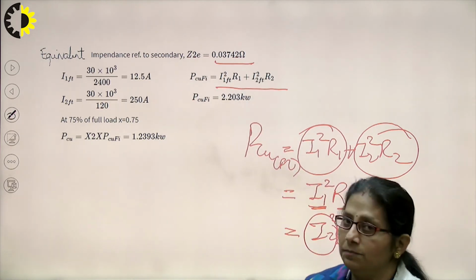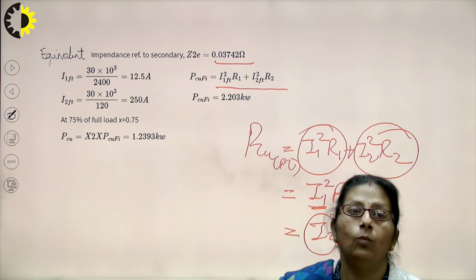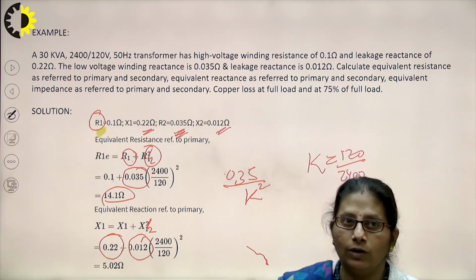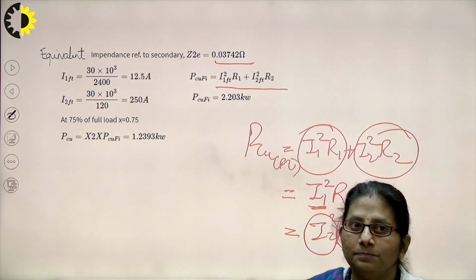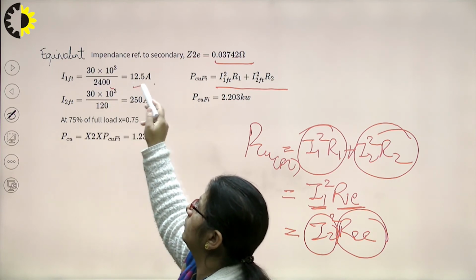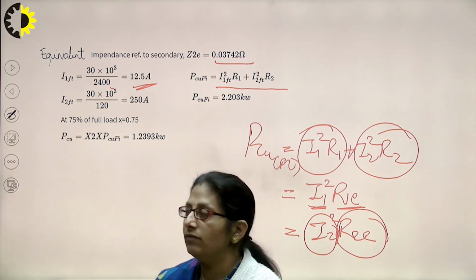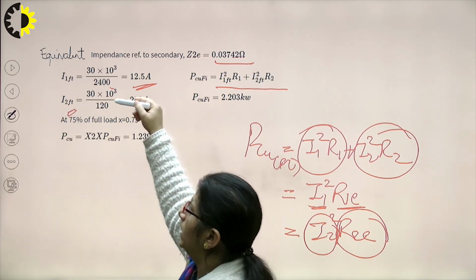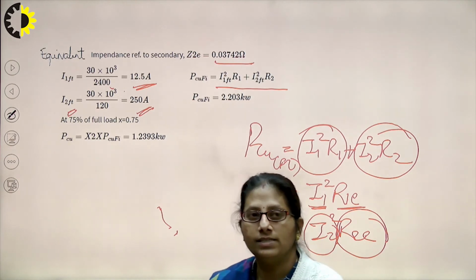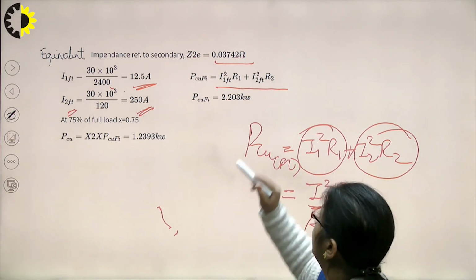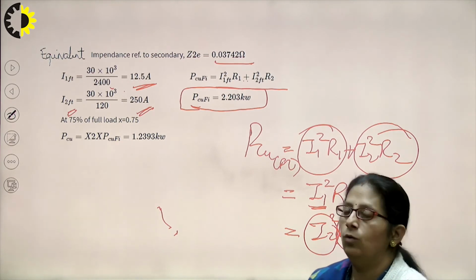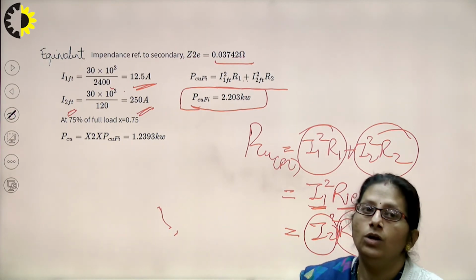I1 is not given, but it can be very easily known from the VA rating of the transformer. What is the VA rating? It is 30 kVA, 2400 by 120 volts, right. So, the primary current can be given by 30 into 10 to the power of 3 divided by 2400, that is 12.5 amperes. Similarly, the secondary rated or full load current is the VA rating, 30 kVA, divided by the secondary voltage, 120, so that becomes 250 amperes, right. Just substituting the values of I1 and I2 and the resistances, the copper losses at full load would be 2.20 kilowatt. Okay, these are the full load copper losses.